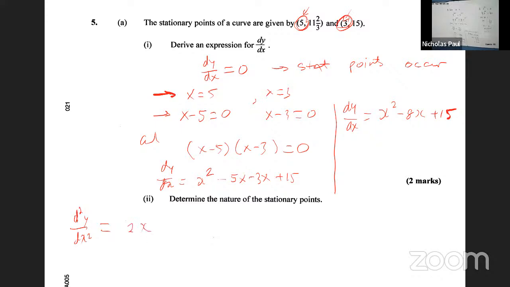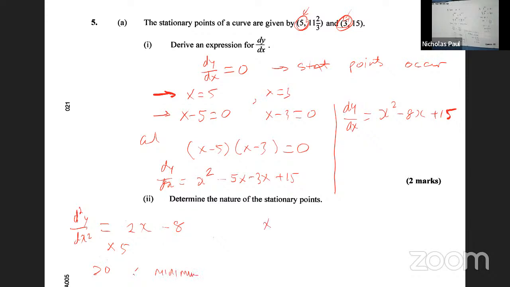Yeah, 2x. Yeah, 2x minus 8. And then you have to check and see, when x is 5, if it's more than 0 or less than 0. But you'll get more than 0, therefore it's minimum.